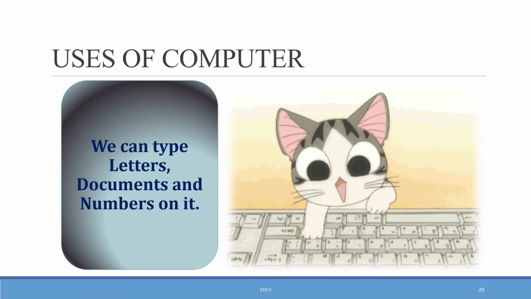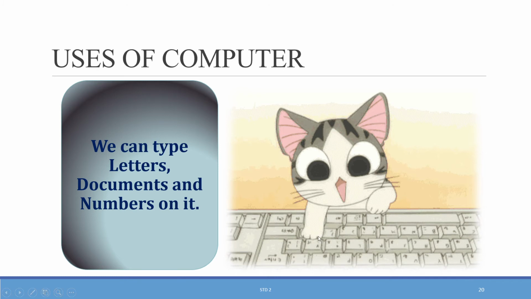Now see the second point in this lecture. This is the uses of computer, the second point of the second lecture. You can see here, right? We can type letter, document and numbers on it. What am I writing here? We can type letter, document and number on it. For example, we use a computer for typing a letter, to do anything in a computer, for example drawing, and we enter numbers also, right?